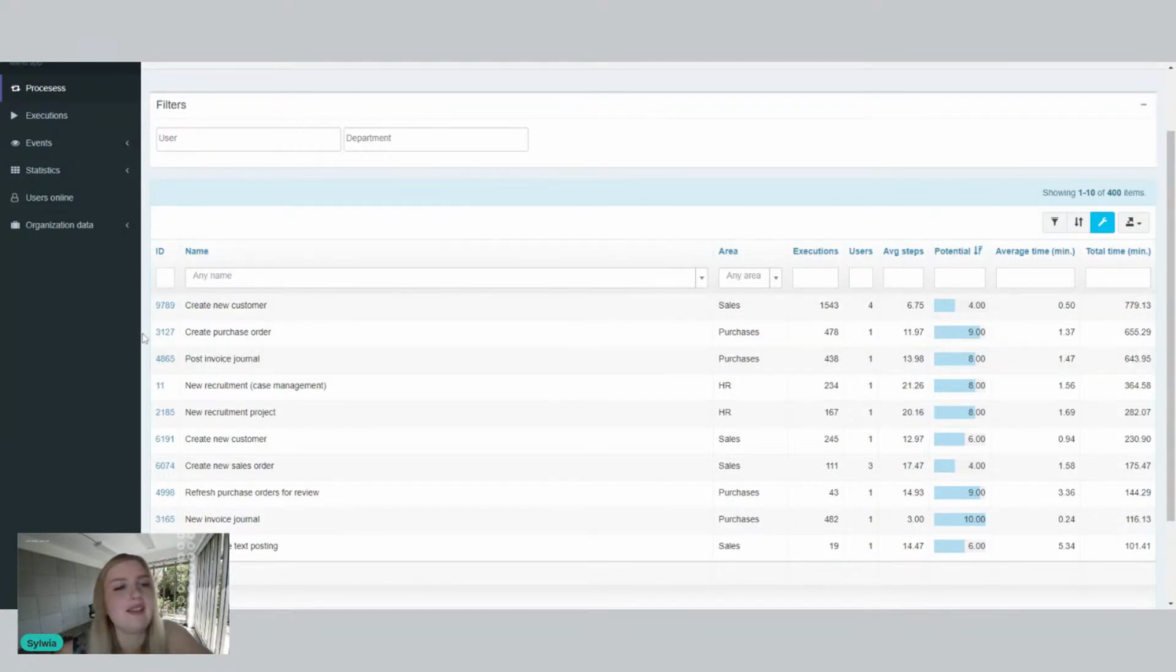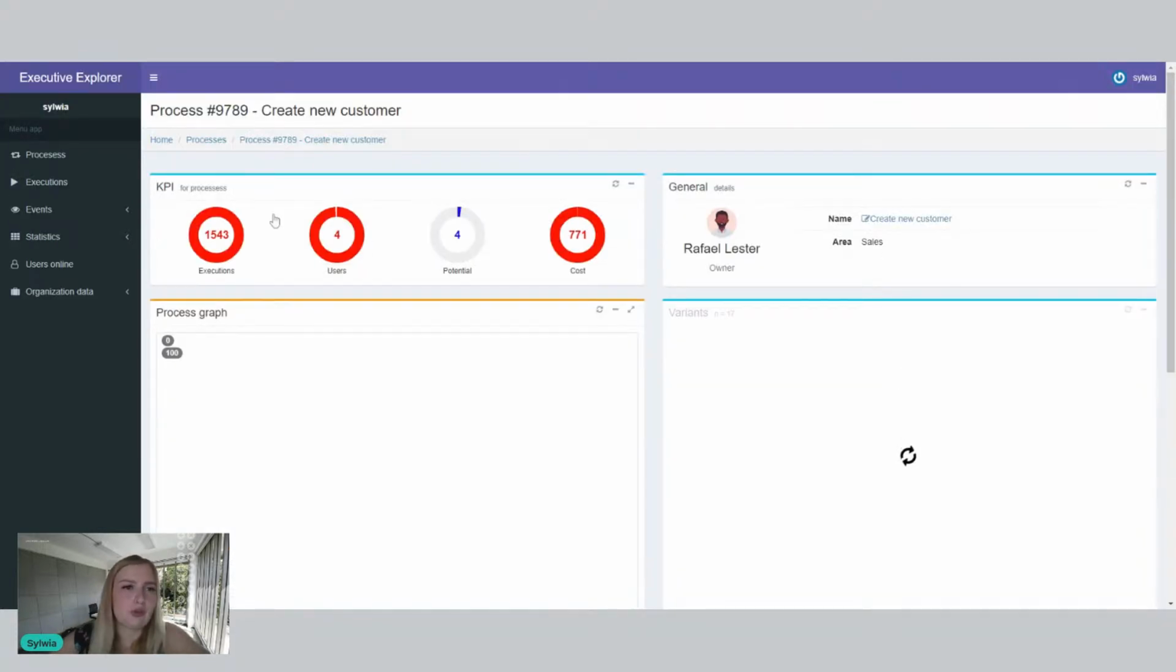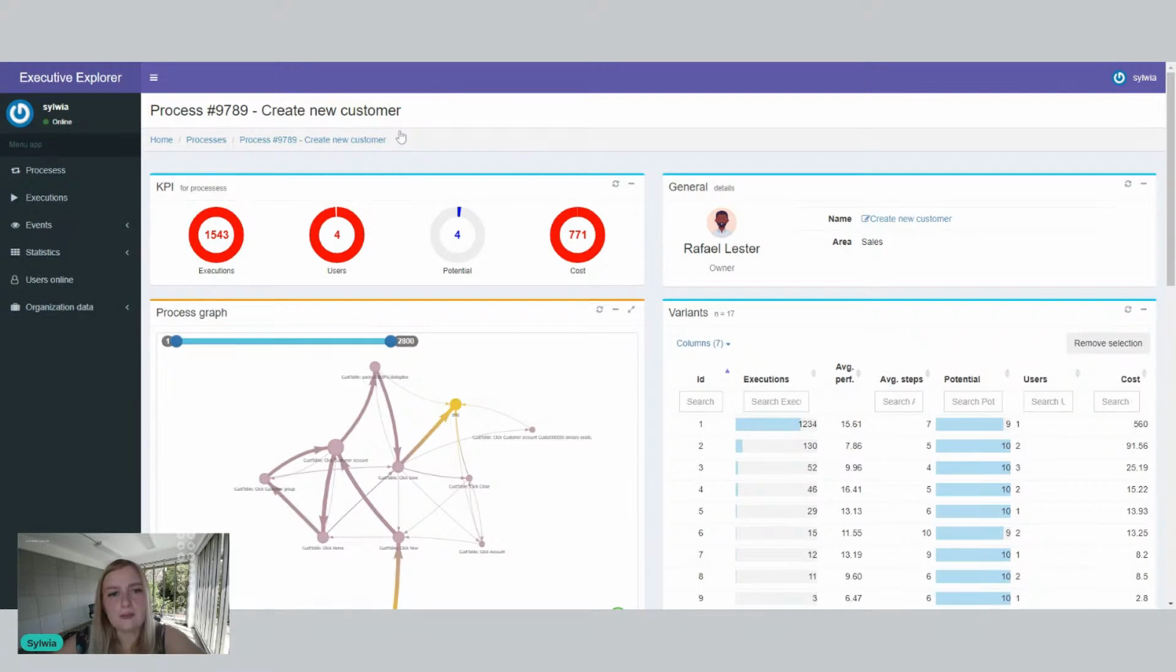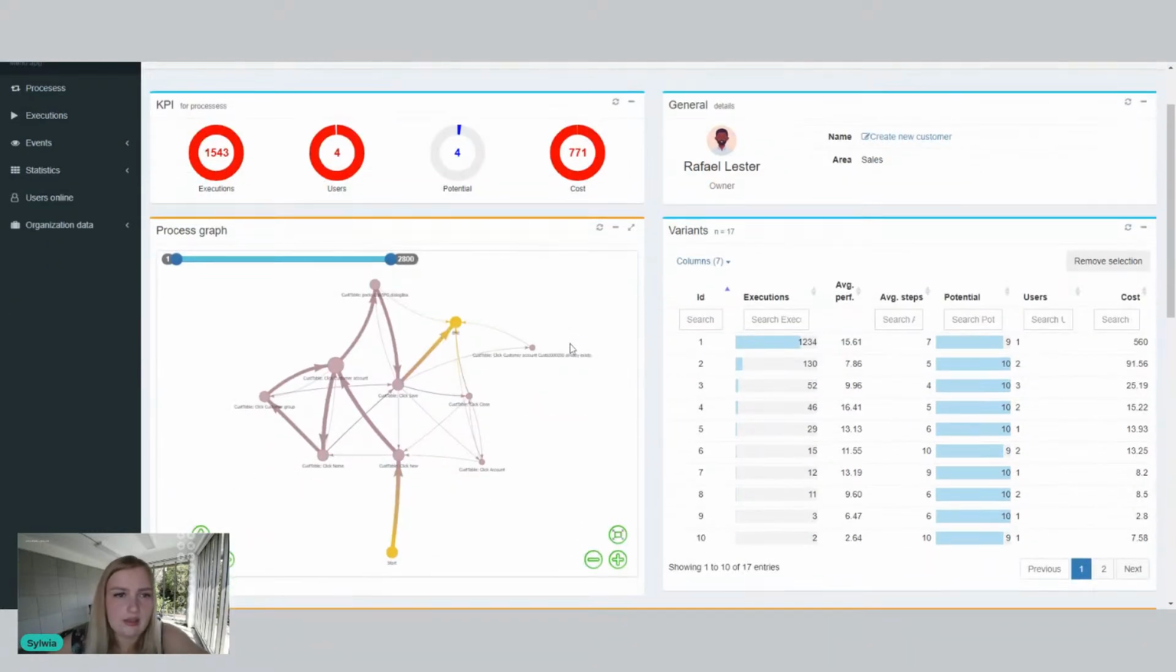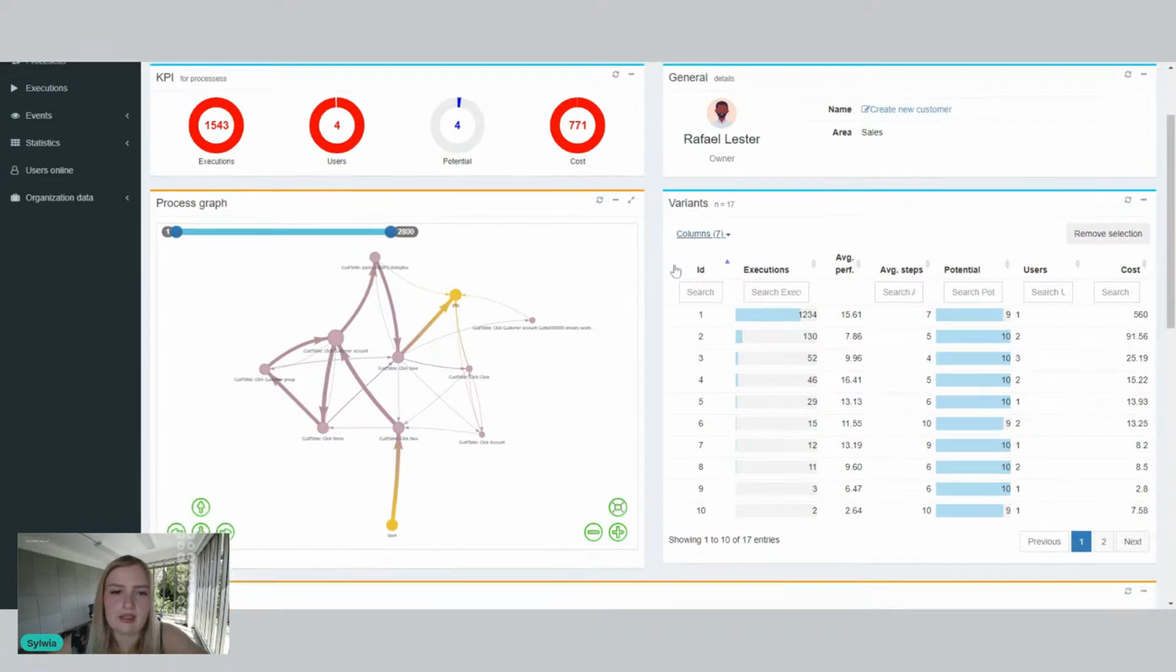Let's dig into how this process looks. I've chosen a process of creating a new customer. And here what we've got: some KPIs regarding the process, and the information about the owner of the process. You can also appoint owners. It really helps during the analysis.